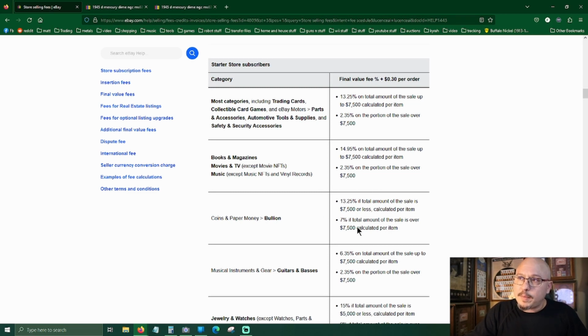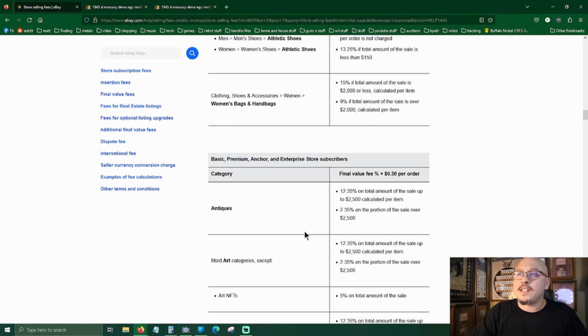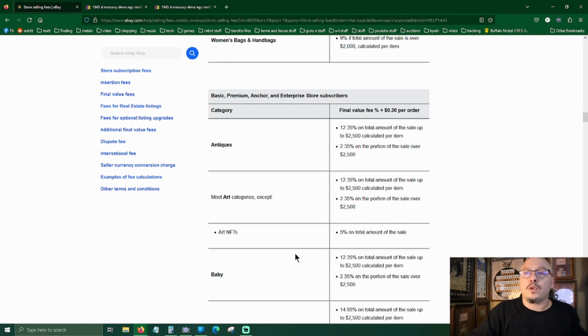And as we talked about, that 13.25% can be very tough, but there's a way around it. The only problem is you have to sell at volume. So as you have a store, as we saw earlier, that was called starter fees. So anybody with a starter store level gets those fees. So down here, we have the basic, premium, and anchor store subscribers. Now, in this, you have to pay an additional fee to eBay.